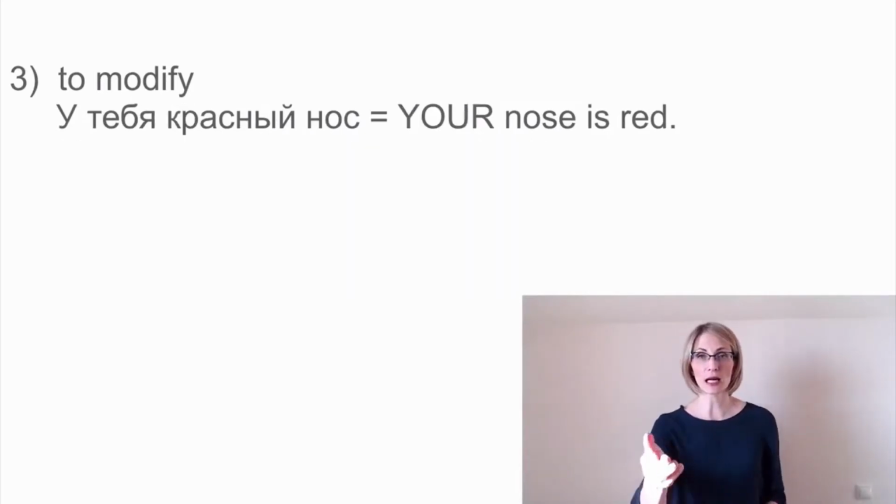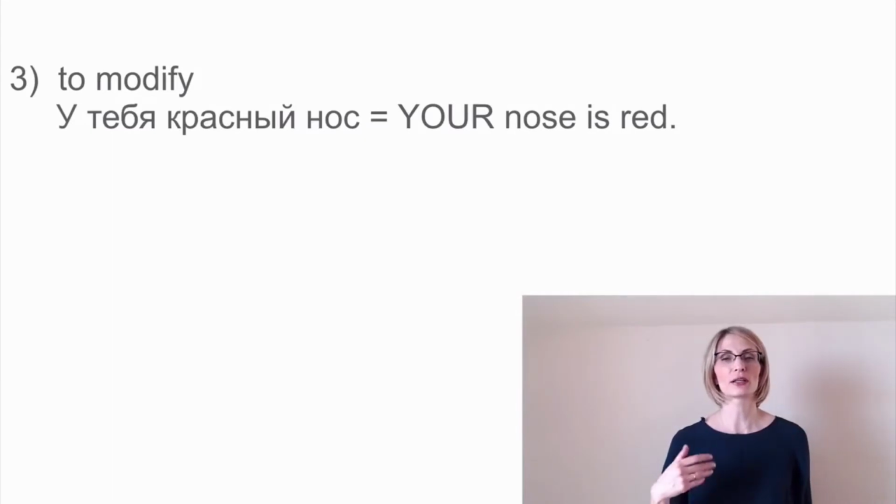More examples. У тебя красный нос. You have a red nose. У тебя красный нос. У нас большая семья. Our family is big. У тебя красивое платье. Your dress is beautiful.